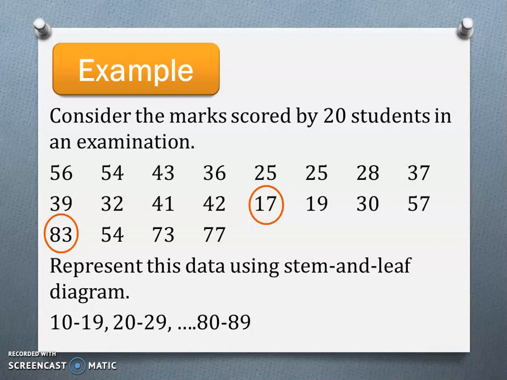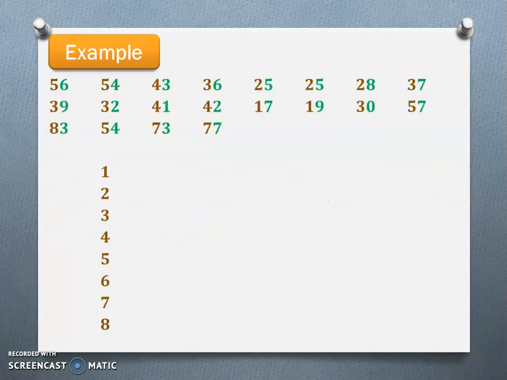The last digit of each data value appears as a leaf attached to all the other digits, which appear in a stem. We will first write the digits of the stem vertically in ascending order. Beside the stem, on the right hand side, we'll draw a straight line from the first element to the last element. Now one by one we will place the digits of the leaf.